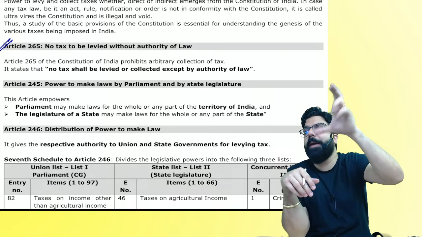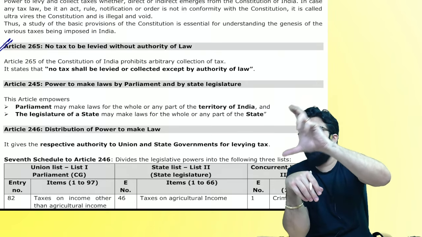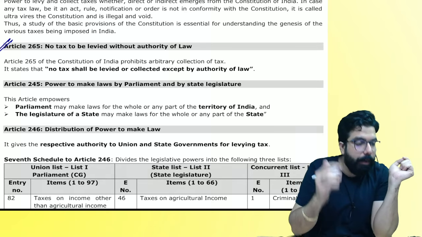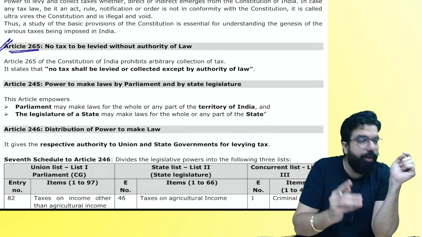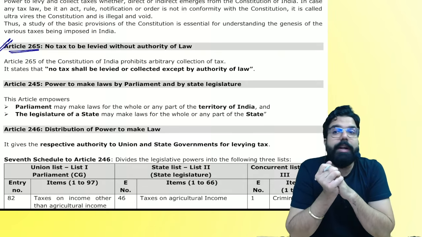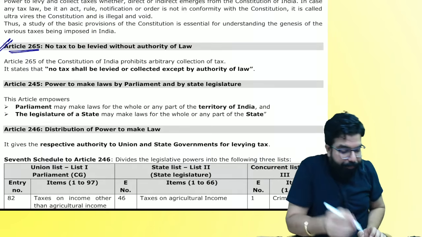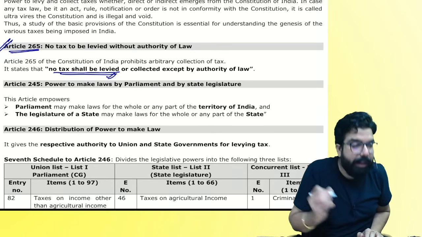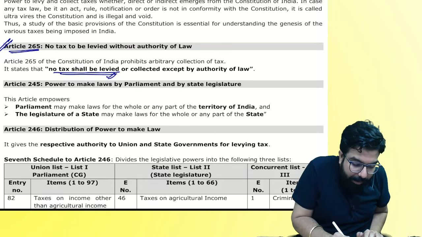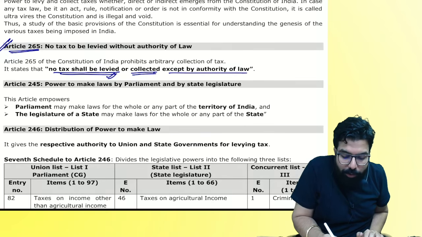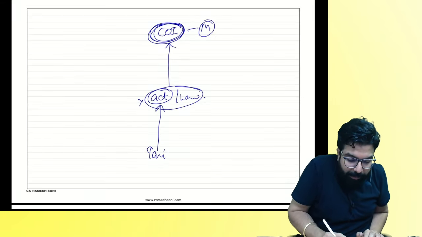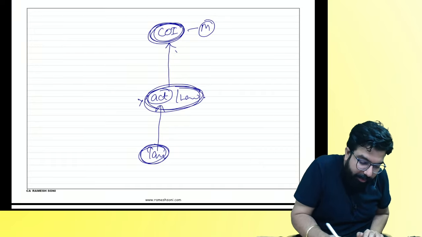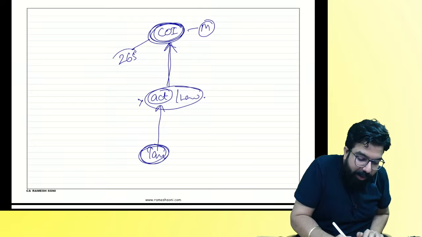Articles, I told you, are like big paragraphs. You can think of it as a small chapter. Now, article number 265 is there in the Constitution of India, and the Mother Act says what? No tax shall be levied. It means you can't impose a tax and you can't collect it unless you have the authority of law. If you want to collect a tax, you should have the authority of law. Who told this? Article number 265.